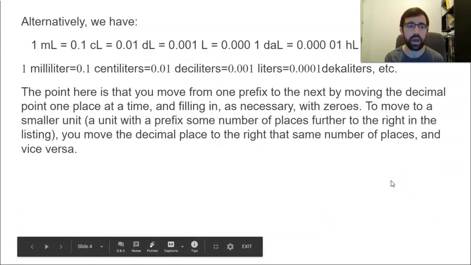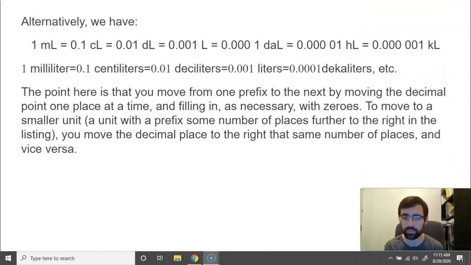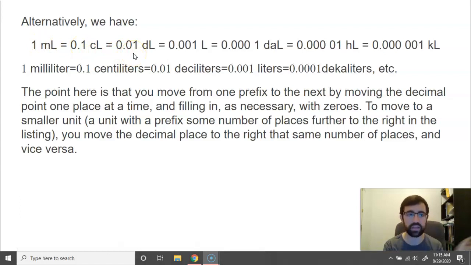All right, so how do we use this practically? Well, 1 milliliter equals 0.1 centiliter. So if we're going the other way on that scale, 1 milliliter would be way over here on the right. 1 milliliter is 0.1 centiliters, and 0.01 deciliters, and 0.001 liters, and 0.0001 decaliters, and 0.00001 hectoliters, and 0.000001 kiloliters.